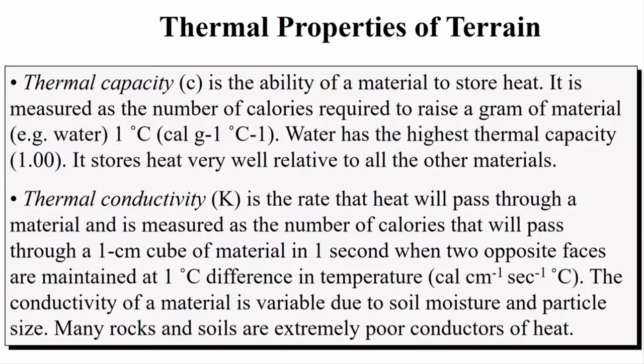Now when we come to thermal conductivity, that is represented by K. This is the rate at which heat will pass through a material, and is measured as the number of calories that will pass through a 1 centimeter cube of material in 1 second when two opposite faces are maintained at a 1 degree difference in temperature. The conductivity of a material is variable due to soil moisture and particle size. Many rocks and soils are extremely poor conductors of heat.